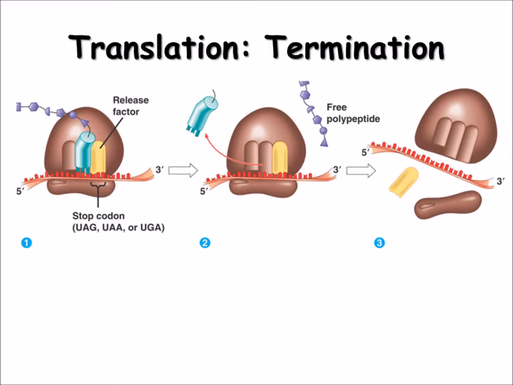Then the third and last step is termination. As it proceeds, it gets all the way down to stop codons, which are UAG, UAA and so on, and that stops translation. Then a release factor binds to the stop codon. The polypeptide chain that is formed is released. And then the ribosome subunits dissociate, and everything goes back to normal.